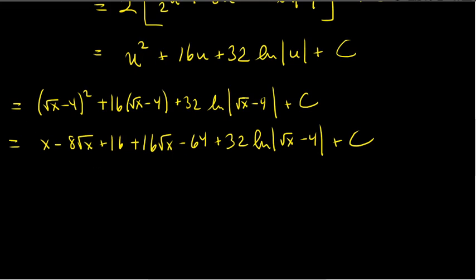Right. And we can clean this up a little bit more. We have negative 8 square root of x plus 16 square root of x. That's positive 8 square root of x. So I think x is the only x term. So plus 8 square root of x. And then 16 minus 64, negative 48.